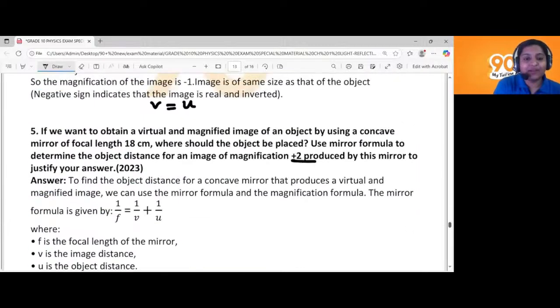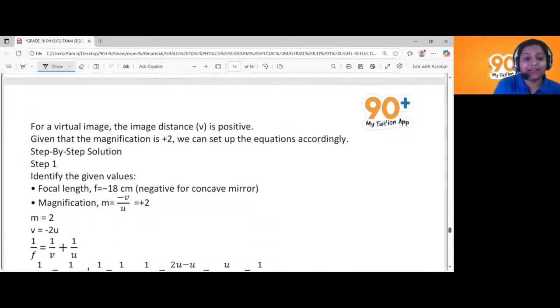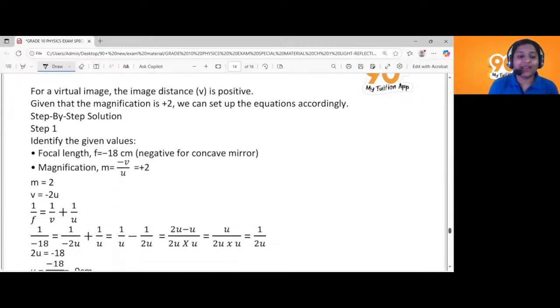And what all values are given? Focal length is given as negative 18. Okay. So we have the focal length, but we don't have the values for V and U, but we have magnification as +2. We know that magnification is given by negative V over U.